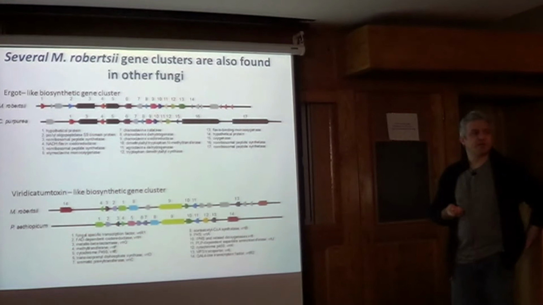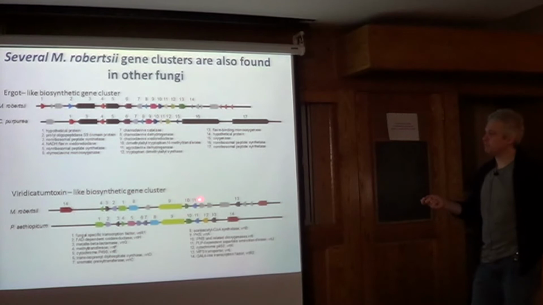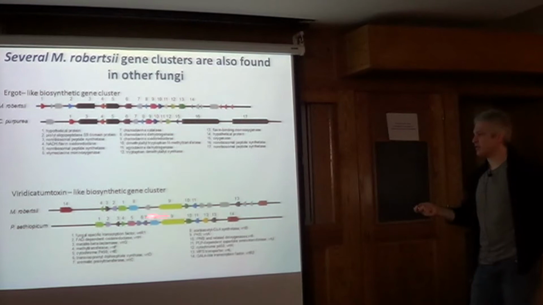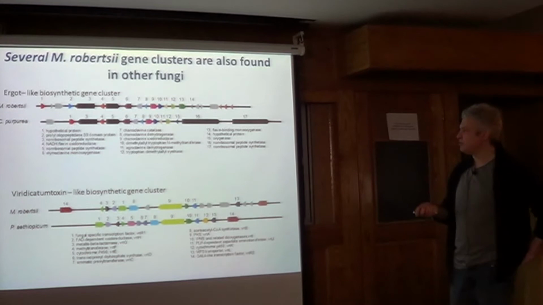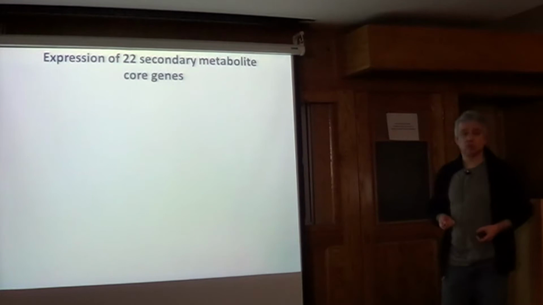And there is this other pathway that is almost identical in Penicillium aethiopicum, and this has been characterized, producing a tetracycline-like compound as an antibacterial. But for the rest, it's really difficult to make sense of what they might be.